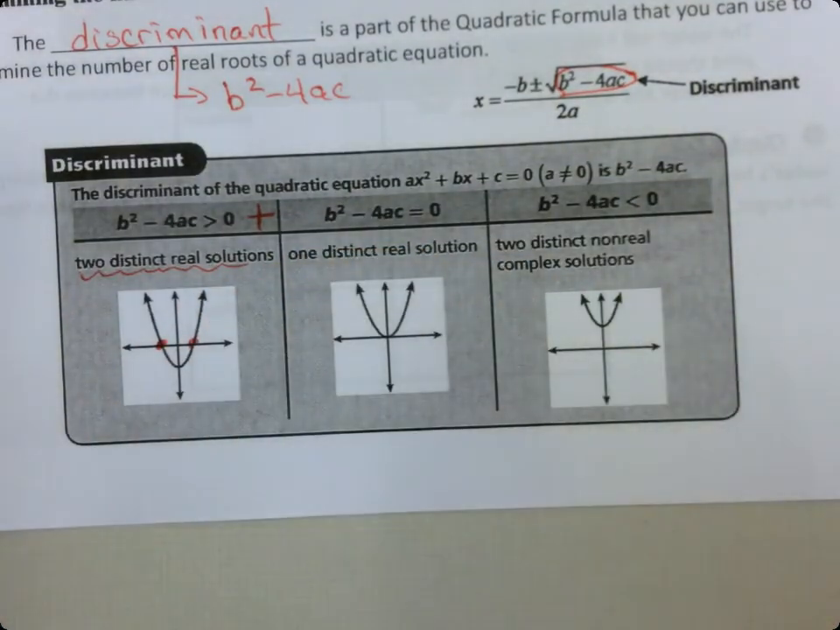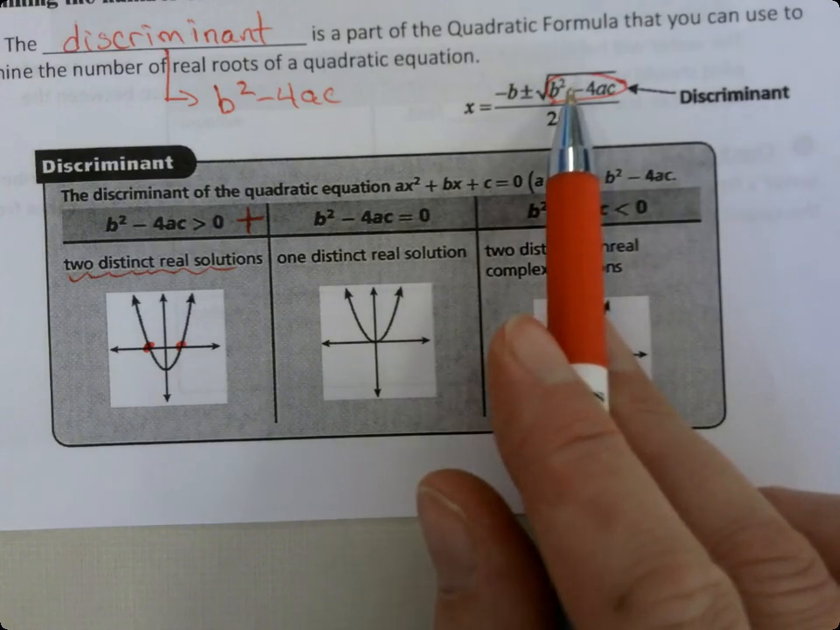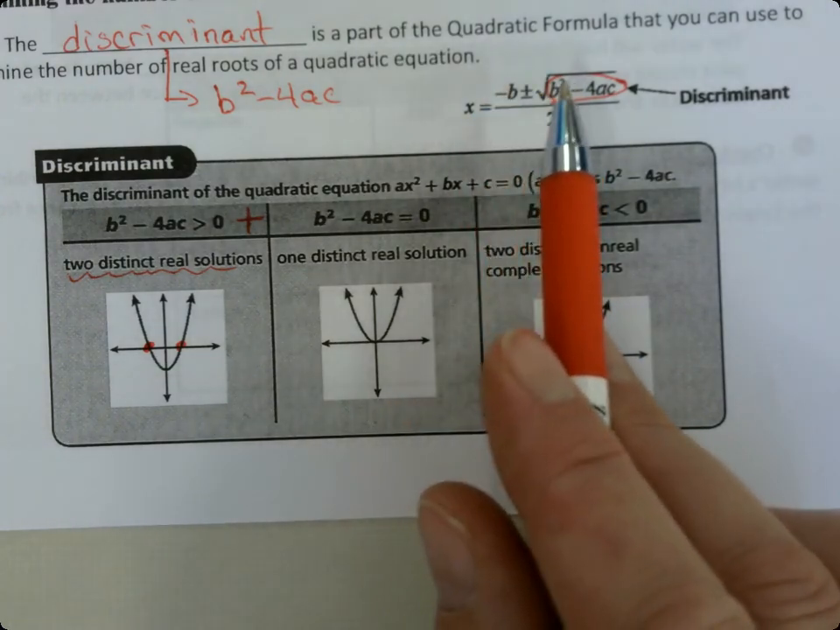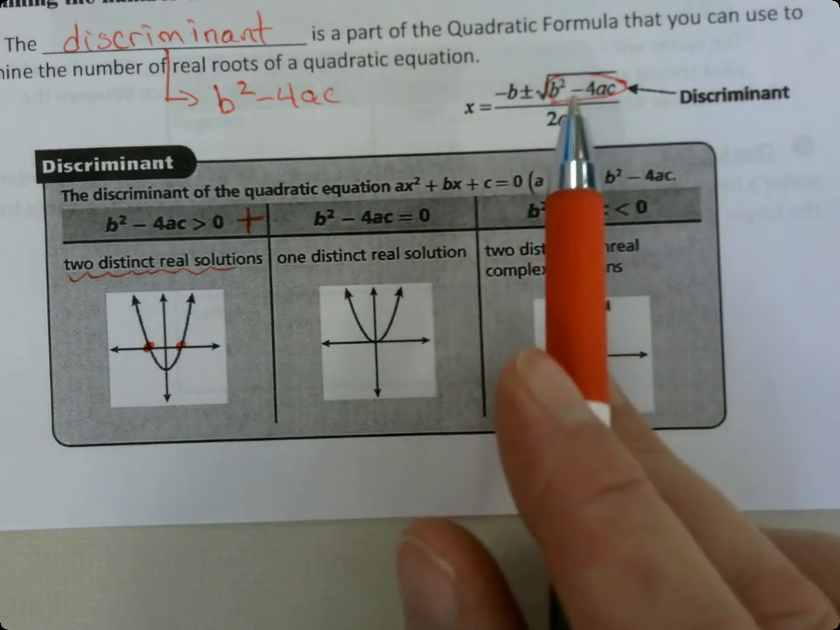Because we can take the square root of a positive number, right? Like the square root of 36 is 6. And if you think about it, we would get negative b plus that number, which is one solution, and negative b minus that number, which is the second solution. So we'll get two real solutions.